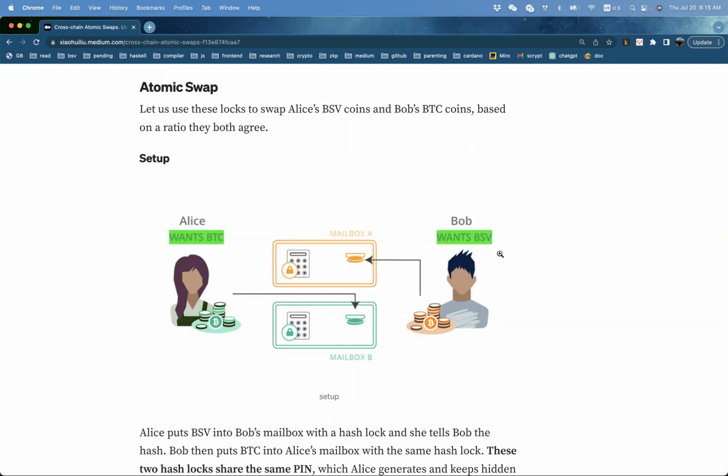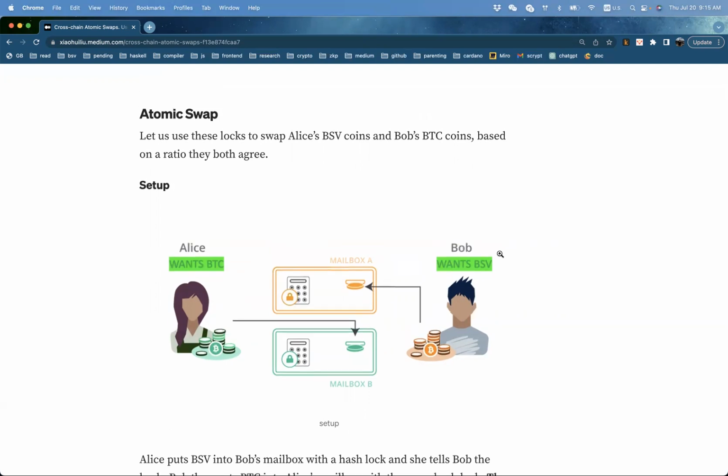So the atomic swap, the key here is atomic, meaning the swap either happens, so both of us get the other's coins, or nothing happens. We all hold our own original coins, right? There's no way for one person to get the other person's coins, but the other person doesn't give me his coins.